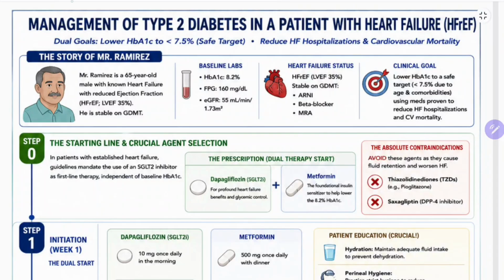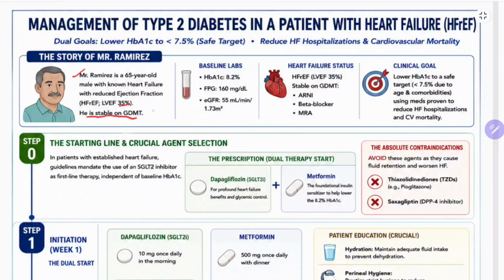Here you see, here is a patient named Ramirez, who is 65 years old, so elderly, more than 60 years of age. A 65-year-old male with known heart failure with reduced ejection fraction. So ejection fraction is 35%. He is stable on guideline directed medical therapy.